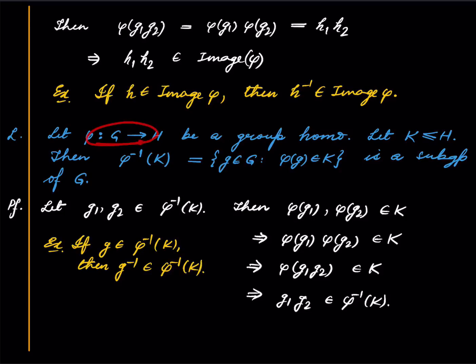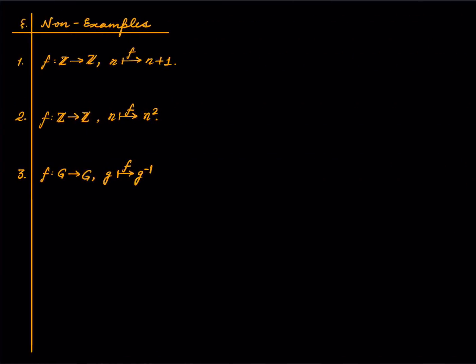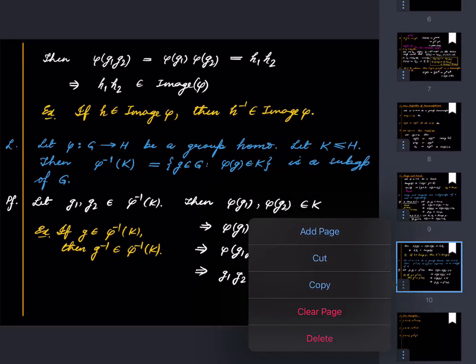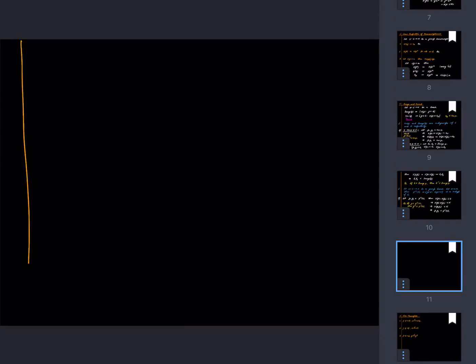Again, we never assumed that phi is surjective or injective or any such thing. Don't get confused by this notation phi inverse to mean that phi is invertible. No, phi is just some map, which is a group homomorphism. It might very well be the constant map to the identity. Okay, so these are some properties. Maybe I'll do one more property and then we will move to non-examples and finish this. This is the last thing I want to discuss in this section. So let phi be a group homomorphism.